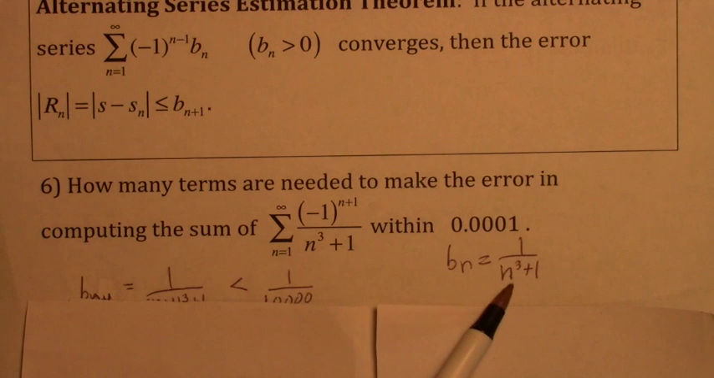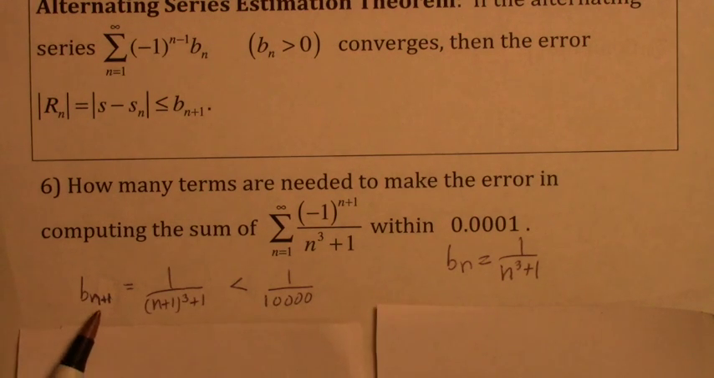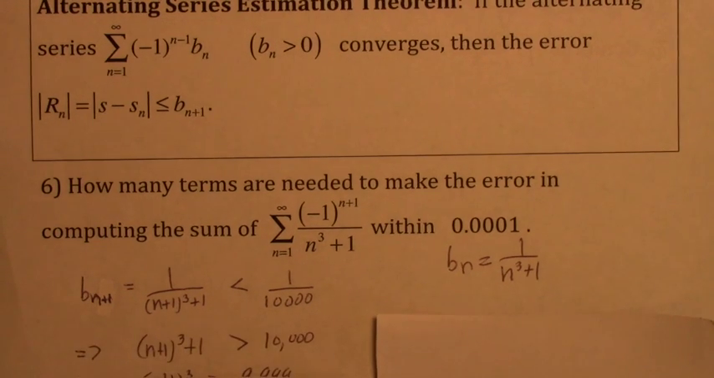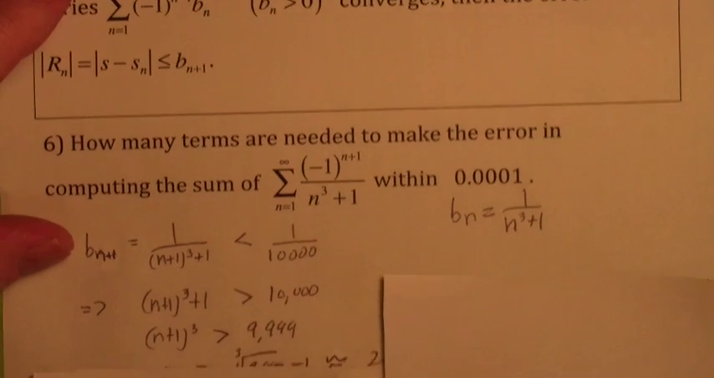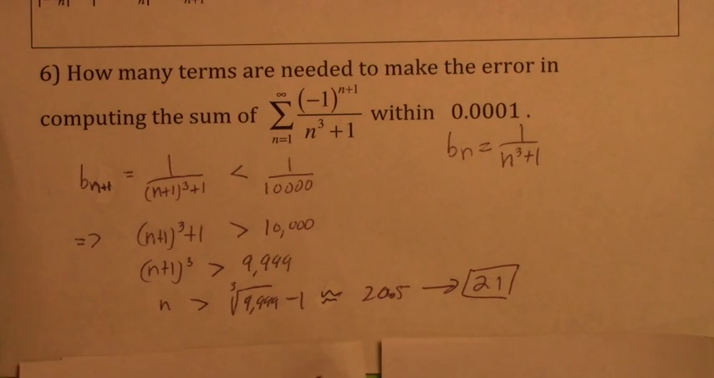b sub n is 1 over n cubed plus 1. So what is b sub n plus 1? Remember, the error when you use n terms is less than or equal to b sub n plus 1. So b sub n plus 1 turns out to be this. And if you want that error less than 1 over 10,000, one thing I did, I just flipped. If a over b is less than c over d and they're positive, if you take the reciprocals, this must be greater than that. That's a slick way to do it. Subtract 1, take the cube root, and what you end up with is n must be greater than or equal to 20.5, so you actually need n greater than or equal to 21. That would do it.